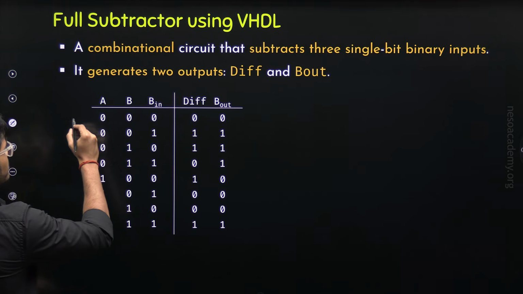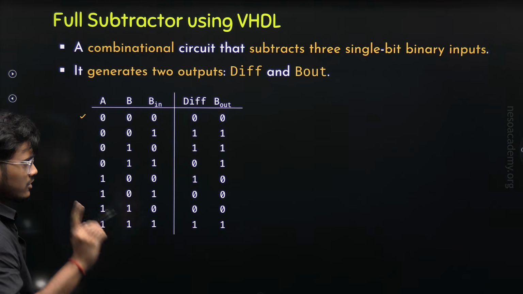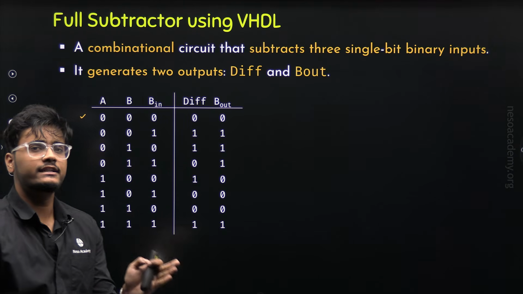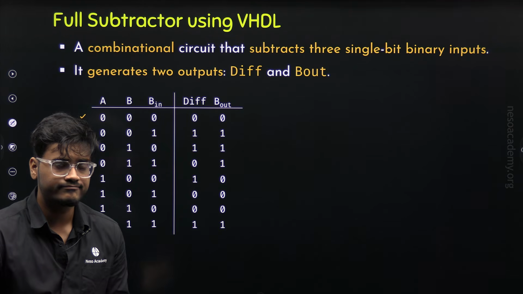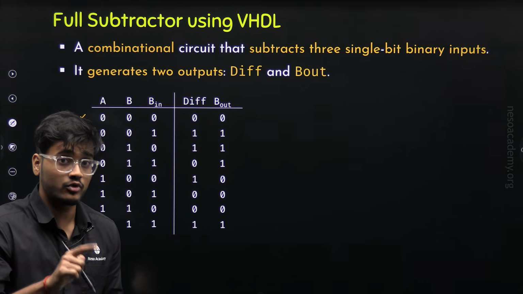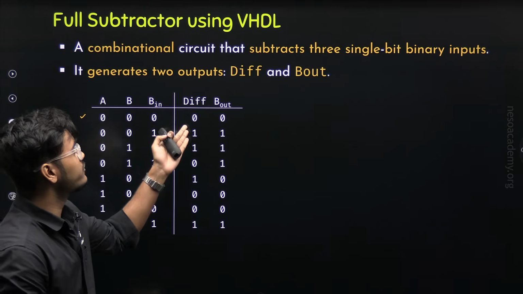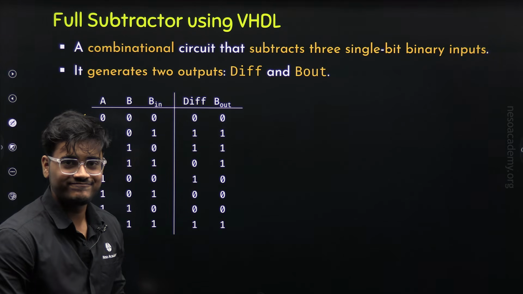Consider the first input combination 0, 0, 0. So, here 0 minus 0 will give difference as 0 and there is no need to take any borrow. Now this difference 0 minus this 0 will give final difference as 0 and borrow out will be 0.